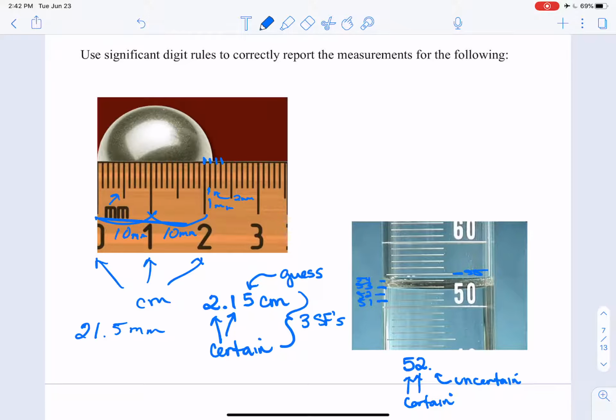And that's our guess in there. And we have to read the bottom of the meniscus right there. So maybe you guess that it's 52.9. And maybe I say, no, I think it is 52.8 milliliters. Who's correct? We're both correct because the last value is uncertain, okay? So that's how that works.